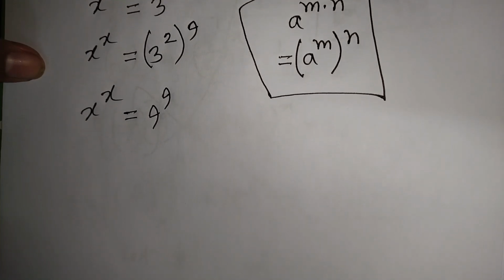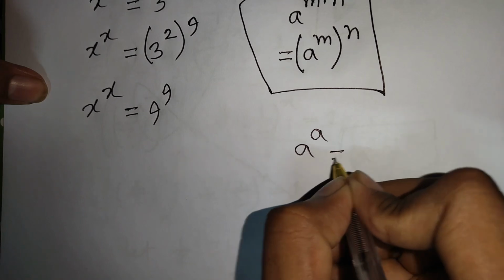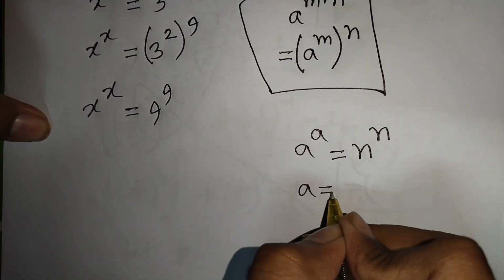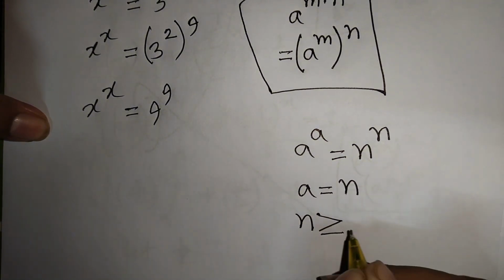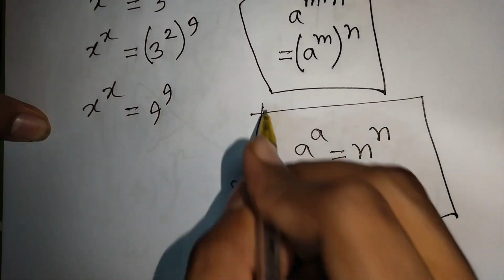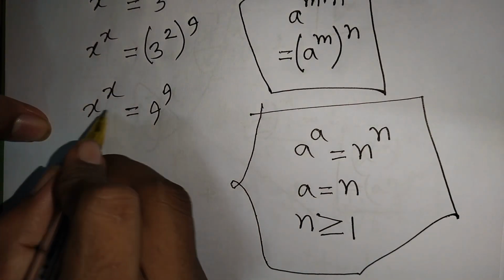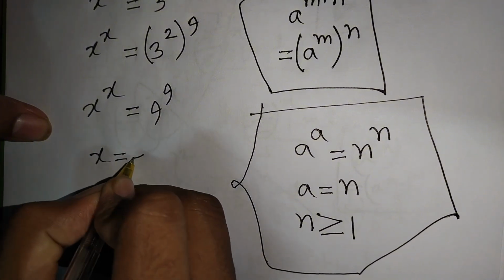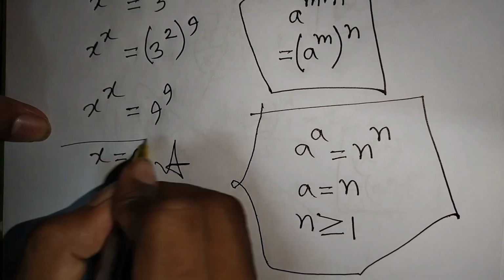Now here we can apply the rule that a^a = n^n, so a will be equal to n, where n is greater than or equal to 1. According to this rule, I can compare here, so x will be equal to 9. So 9 is the value of x. This is our final answer.